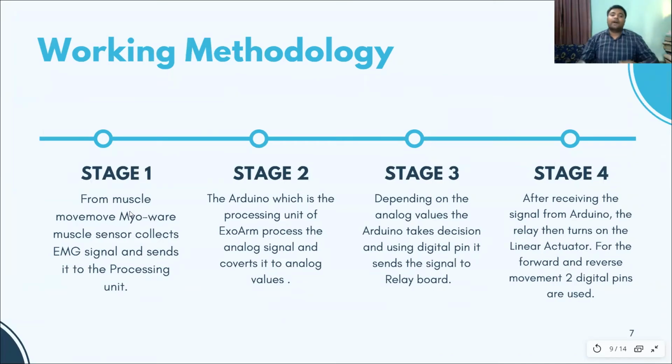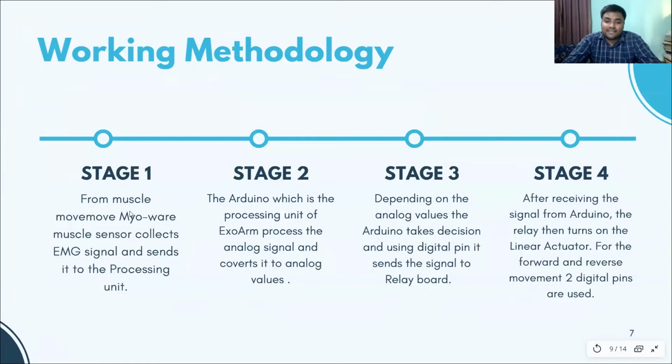Okay, now moving to the working methodology. As you can see, there are 4 stages, and we divided our working methodology in 4 stages. So first stage is for the myosensor. Here the myosensor senses the EMG signal when there is a flexion of the muscle, and it collects all the EMG signals and sends it to the Arduino.